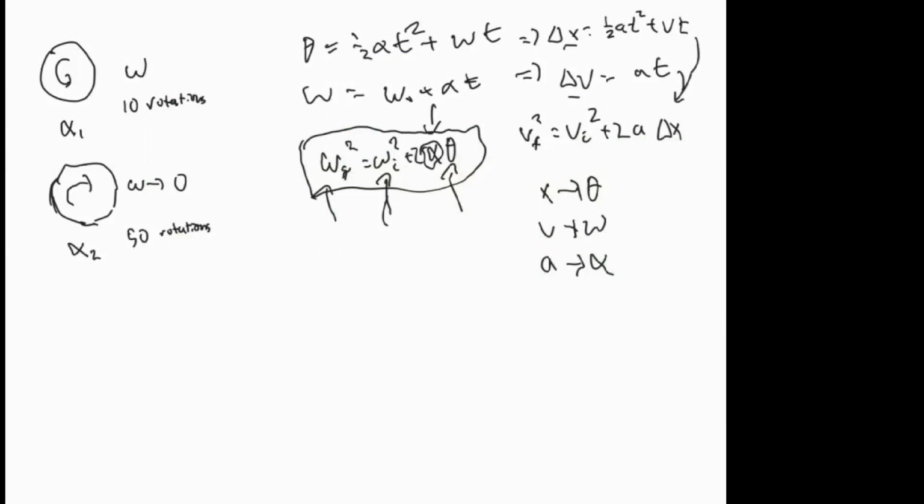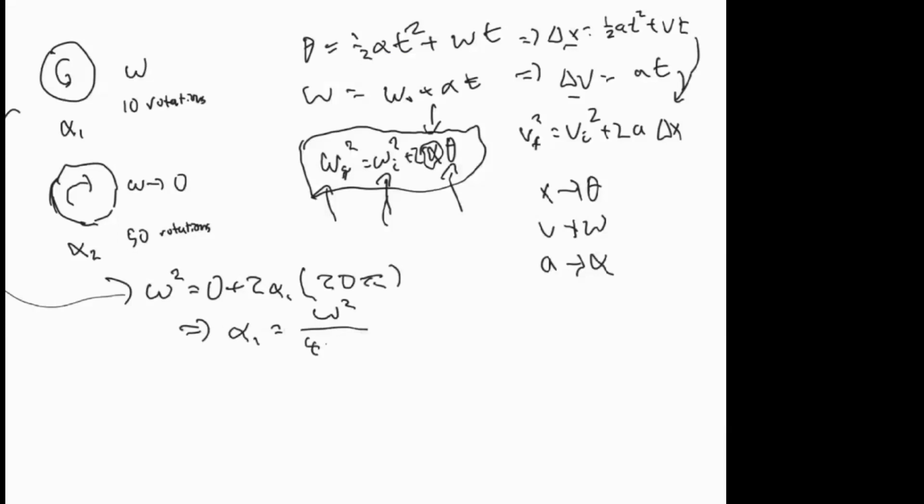All right, so let's write down this equation. First of all, for the accelerating phase, what do we get? Omega final here is just omega, and omega initial is 0. It has angular acceleration alpha 1, and it goes through 10 rotations, which is 20 pi. So we get that alpha 1 is omega squared over 40 pi.